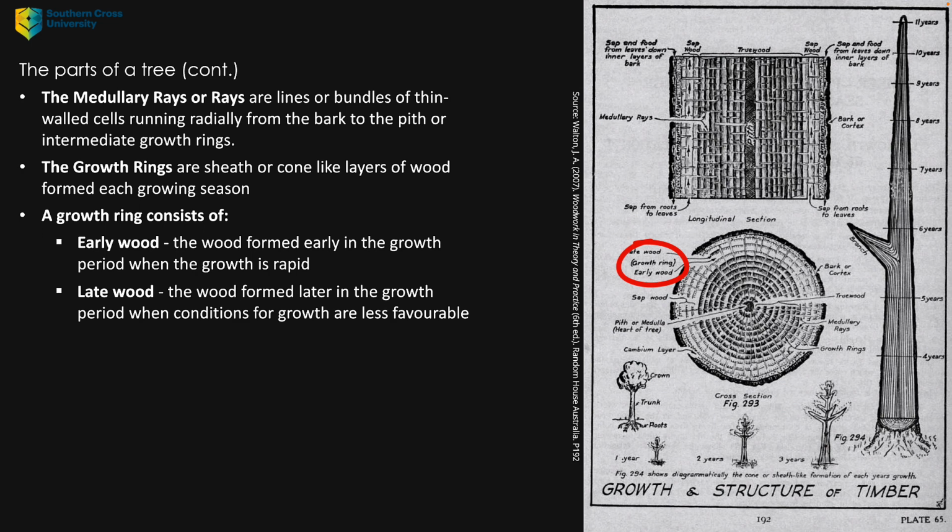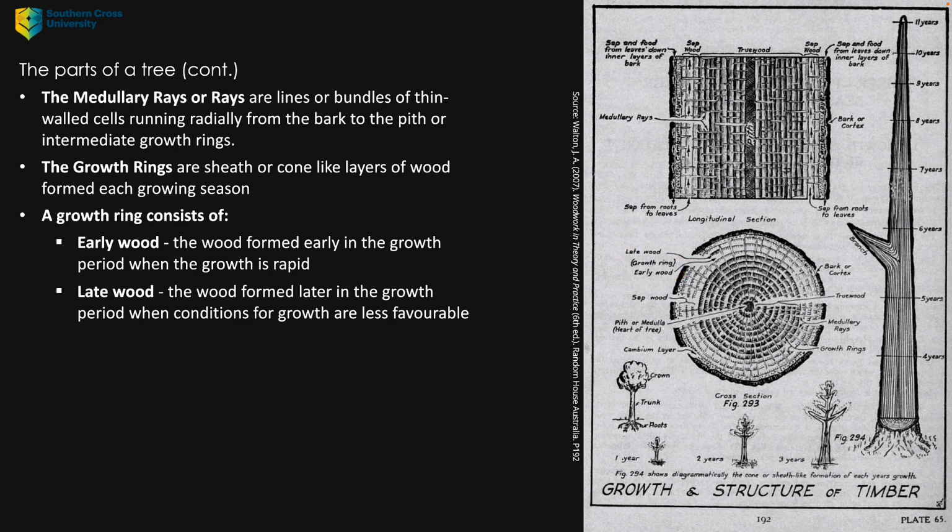But a growth ring consists of two parts. It consists of early wood, and that's the wood formed early in the growth period when the growth is rapid. So that's usually in the spring through to the early summer. And we're going to look at some microscopic pictures of that shortly, so you'll see what that can look like.